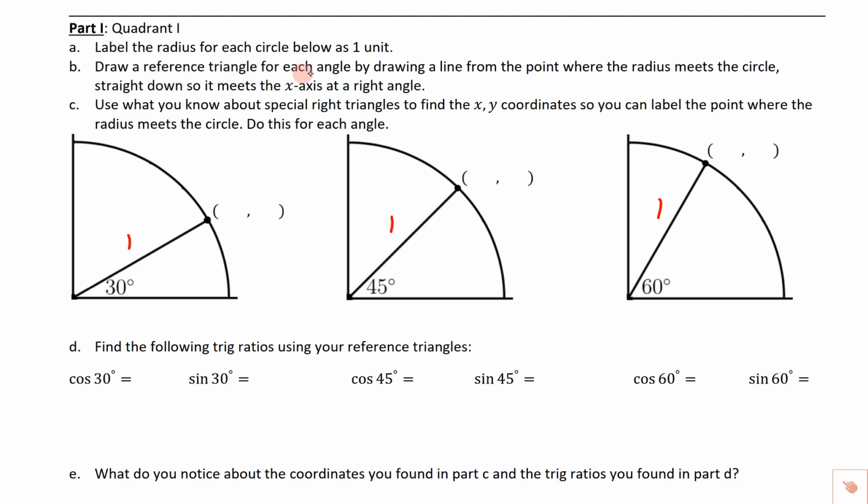Draw a reference triangle for each angle by drawing a line from the point where the radius meets the circle straight down so it meets the x-axis at a right angle. We're drawing something here. It has a name. Can somebody raise their hand and tell us what we're drawing? Thank you for raising your hand. What do we call those? Dane, let's hear it. It is a reference triangle. We just drew a reference triangle for every single one of these.